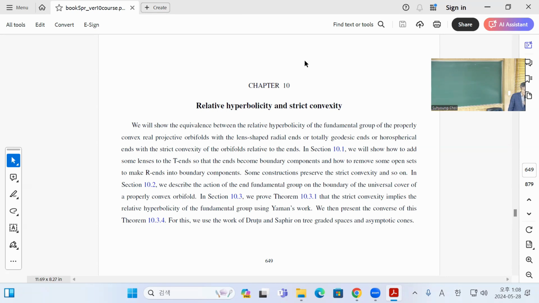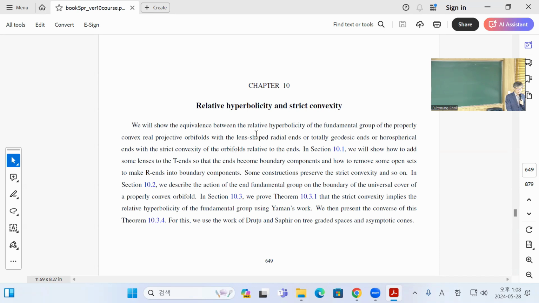Okay, so we'll do chapter 10, and then we go to chapter 11 here. In chapter 10 we discussed relative hyperbolicity and strict convexity. So 10.1: we do some ending and length to the end, and then we remove some open set to make R into some boundary components here. So we will try to preserve the strict convexity.